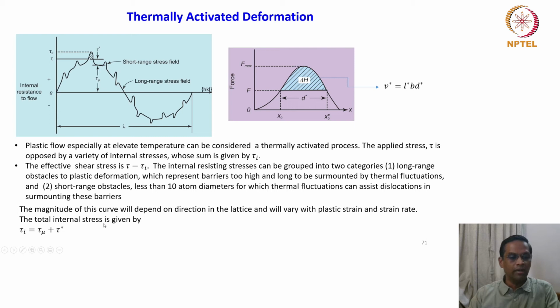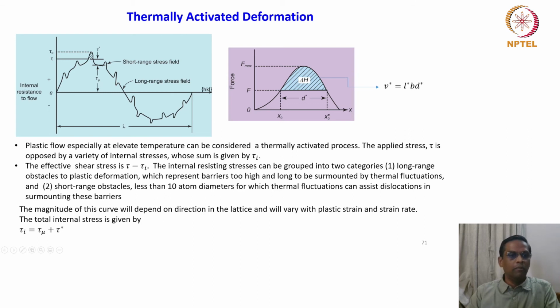So the total internal stress is given by tau I is equal to tau mu plus tau star. Tau I is the total internal stress which is resisting the applied shear stress. Tau mu is given by all the long range obstacles, and tau star is the short range obstacles like dislocation climb, Peierls-Nabarro force, dislocation cross-slip, and so on and so forth. So that is how we should understand this total internal stress.